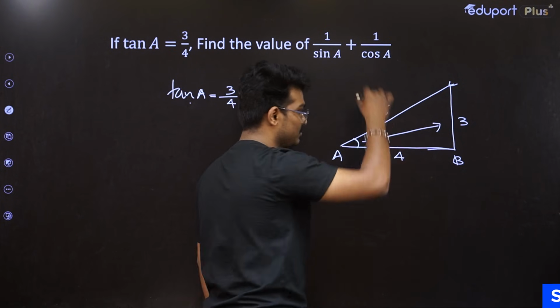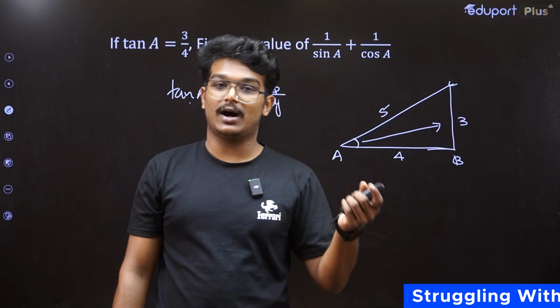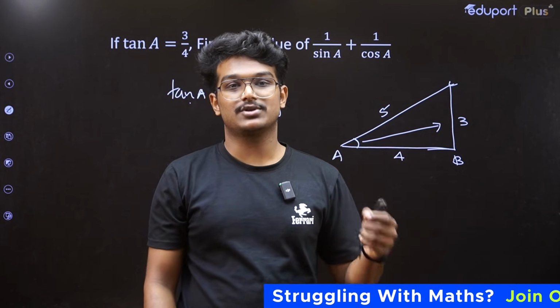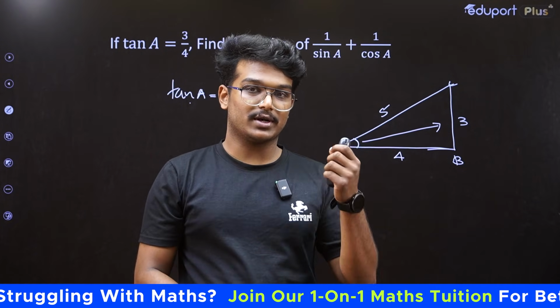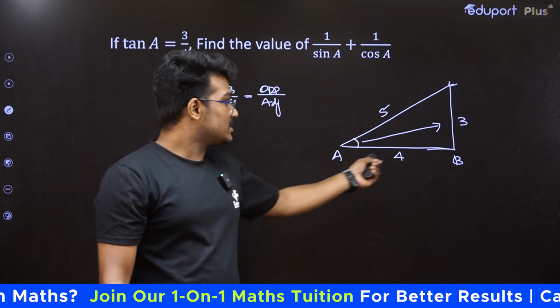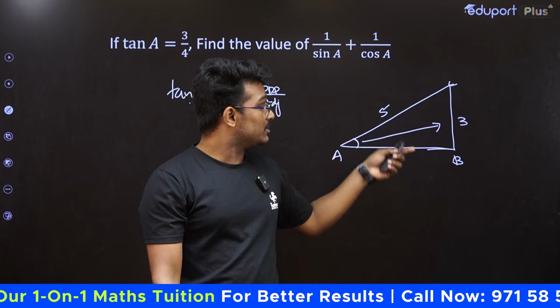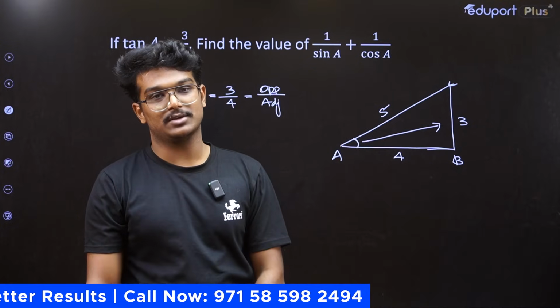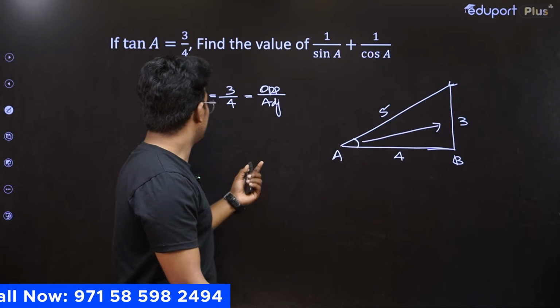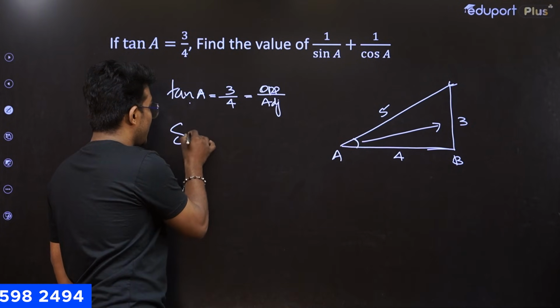AC will be 5 because 3, 4, 5 are known as the Pythagorean triplets. You already know that. So AB is equal to 4 centimeter, BC is equal to 3 centimeter and AC, the hypotenuse, will be 5 centimeter. Okay, now we can write sin A and cos A.